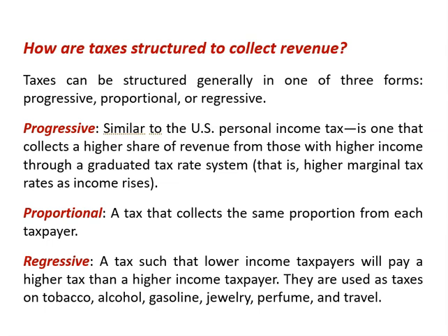By proportional is meant a tax that collects the same proportion from each taxpayer. By regressive is meant a tax such that lower income taxpayers will pay a higher tax than a higher income taxpayer. They are used as taxes on tobacco, alcohol, gasoline, jewelry, perfume, and travel. So fiscal policymakers must decide on the structure of the tax.